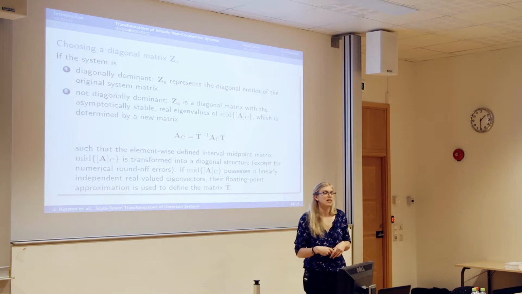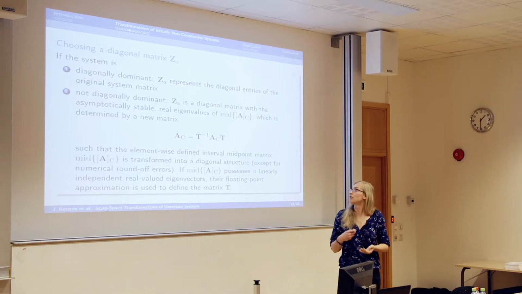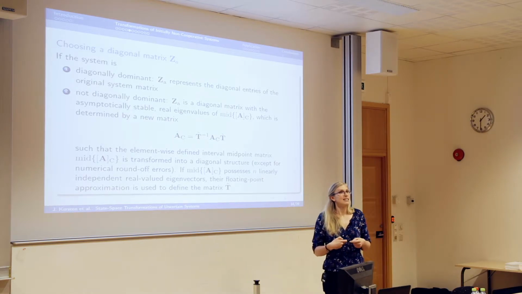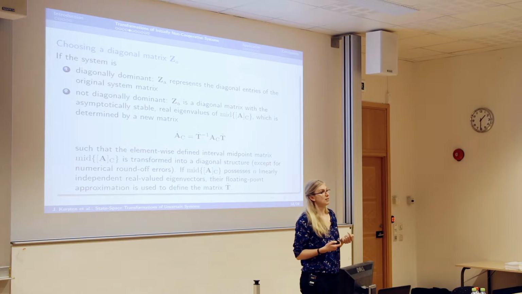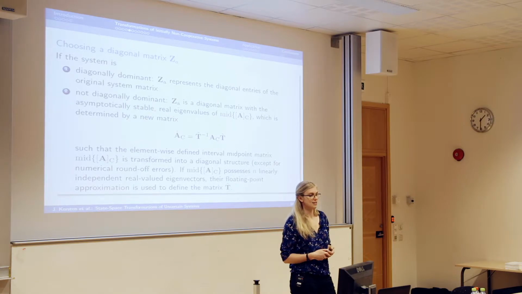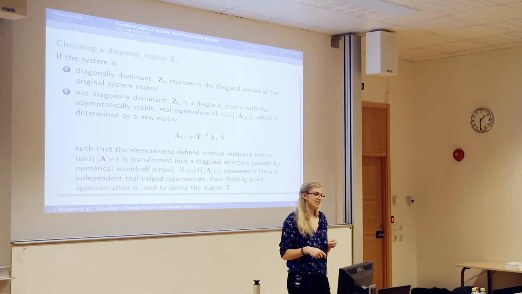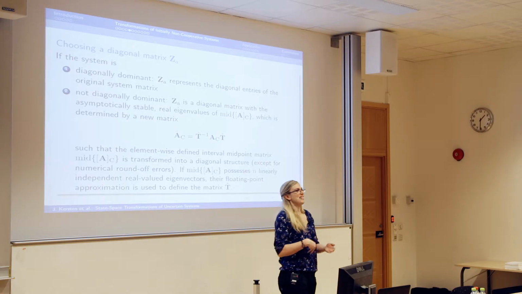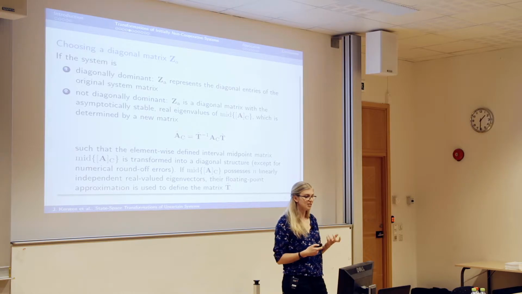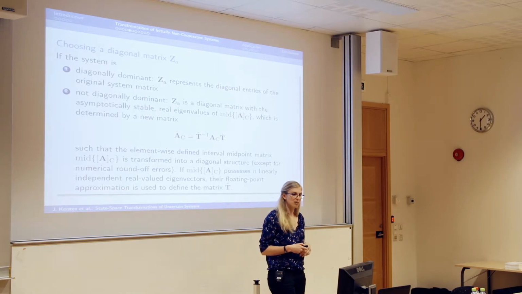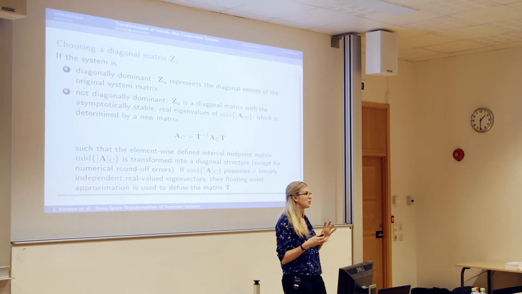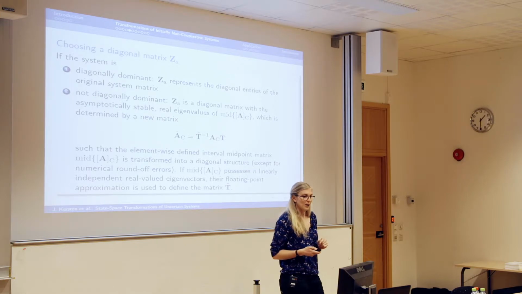So let's do this step. At first we need to choose the diagonal matrix ZA. ZA is already chosen if the system itself is diagonally dominant. Then the choosing of ZA is quite easy. If the system is not diagonally dominant, we transform it first, and then we choose ZA to be the diagonal matrix with the asymptotically stable real eigenvalues of the midpoint of the controlled matrix.